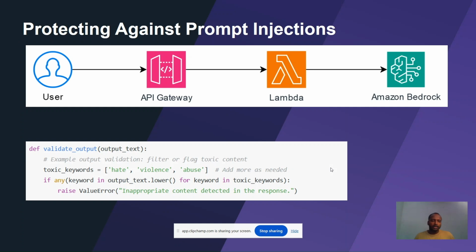So if you look at this example that I've done, I've specified three keywords: hate, violence, and abuse. Now, this method is not going to be enough to protect you against all the potential prompt injections that the attackers are going to make.